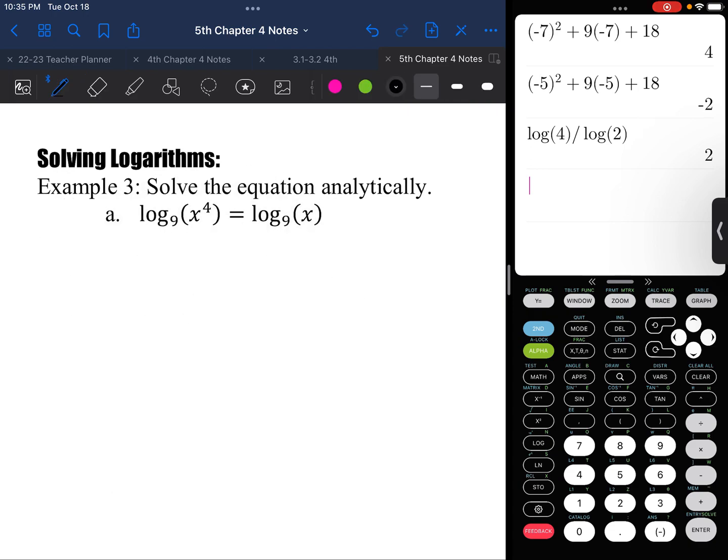Let's realize that if you have log base 9 and log base 9, and they're equal to each other, then that means that this part needs to be equal to this part. Right? Those have to be equal in order for the wholes to be equal. So then we can take x and minus it over to the other side. So we have x to the fourth minus x equal to 0, and we can factor out an x.